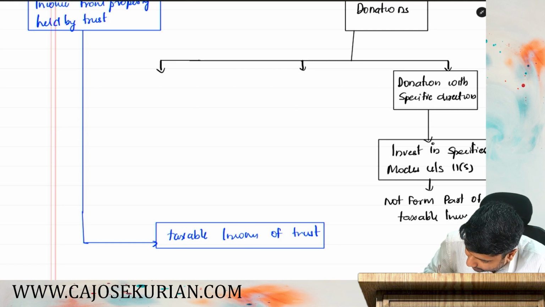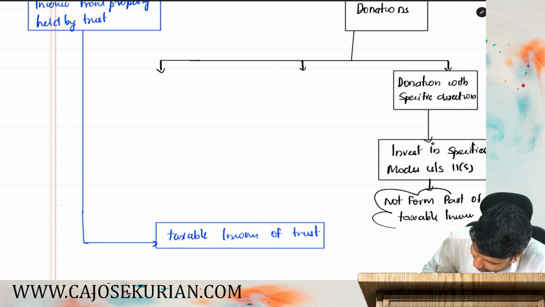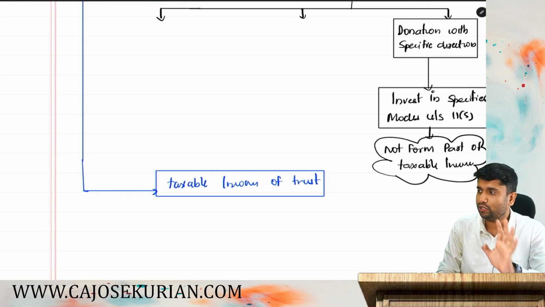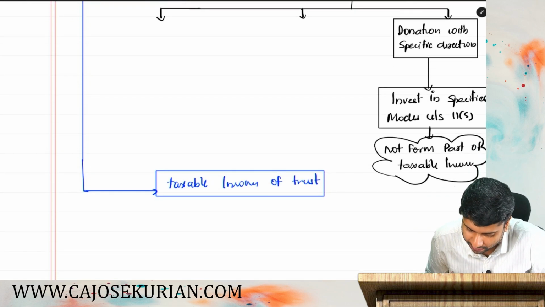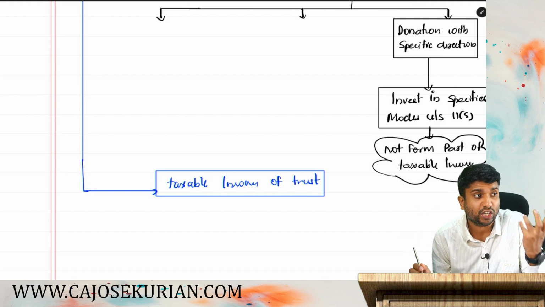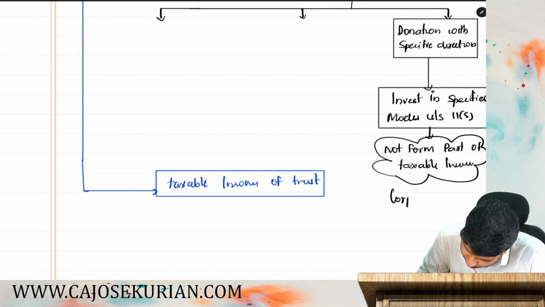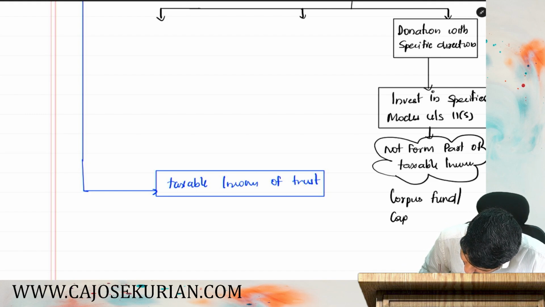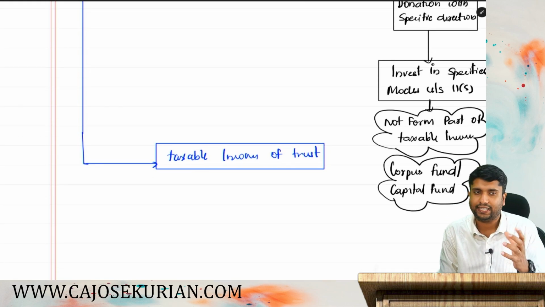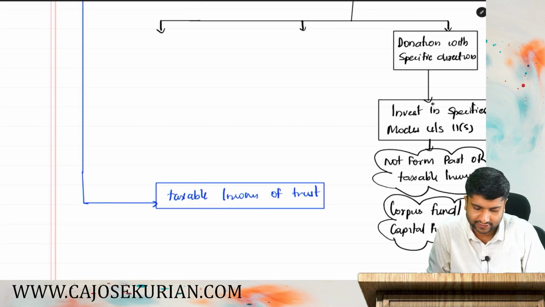Taxable income. It will not form part of the taxable income if the trust has invested that amount in the specified mode. You should not bring it to the taxable income of the trust, because it is considered as a corpus fund only. Corpus fund, or we can say capital fund. It will be considered as a normal part of capital or corpus fund. It will not be considered as the taxable income of that particular trust. This is the first thing that you should know.